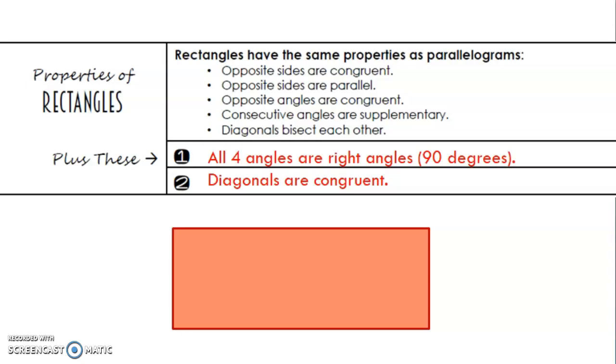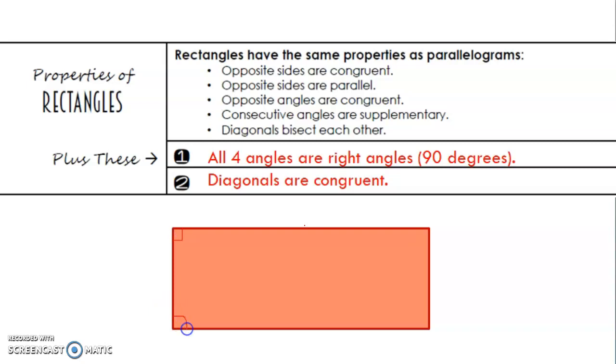All four angles are right angles. So in the picture below, for example, we have a right angle here, and on each other corner. And then also the diagonals are congruent. So the diagonals bisect each other and then they are the same. So they are congruent. So like I said, we've got a right angle in each corner as well.